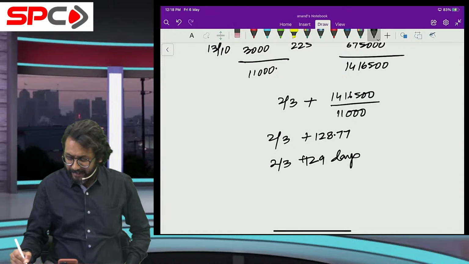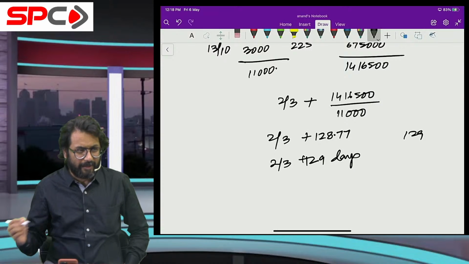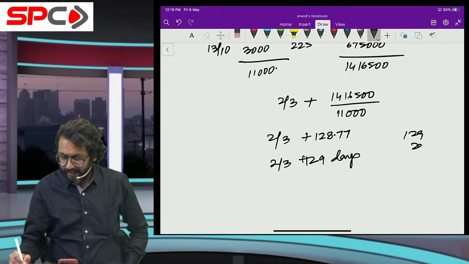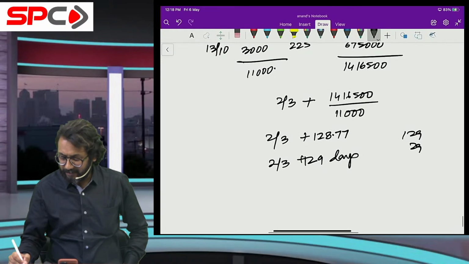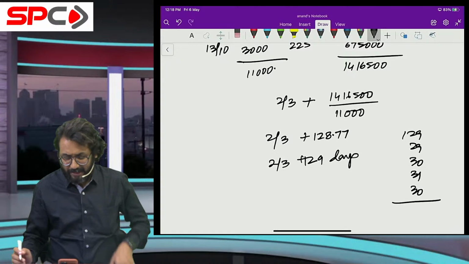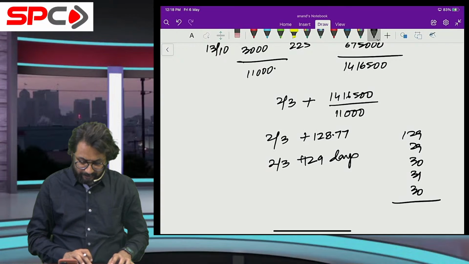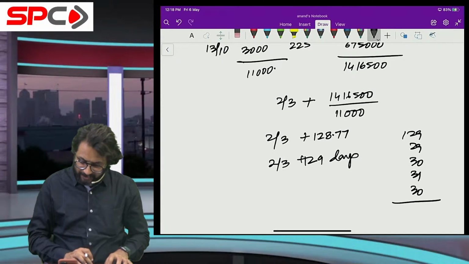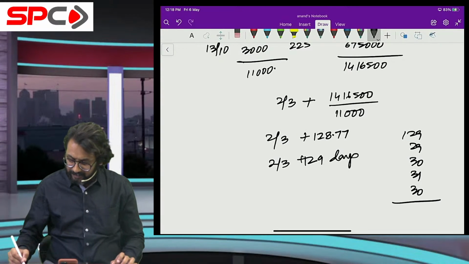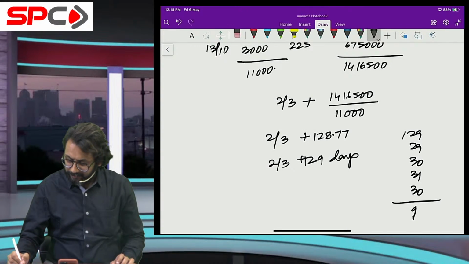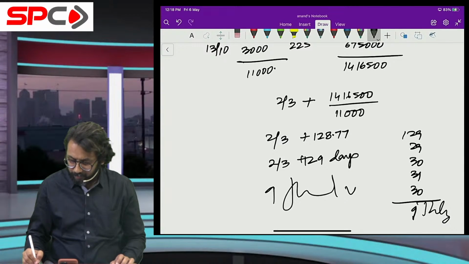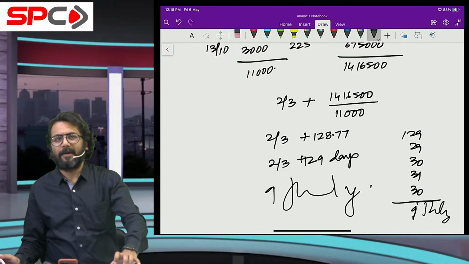So when I say 129 days, I write down 129. March, how many days are remaining? 29. March is gone. After March, April 30, May 31, June 30. I subtract this: 129 minus 29, minus 30, minus 31, minus 30. How much? 9. Up to which month had we come? July. So the answer would be 9th July. Yes or no? So my correct answer is 9th July.